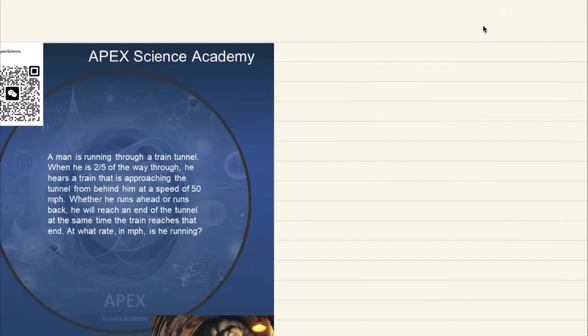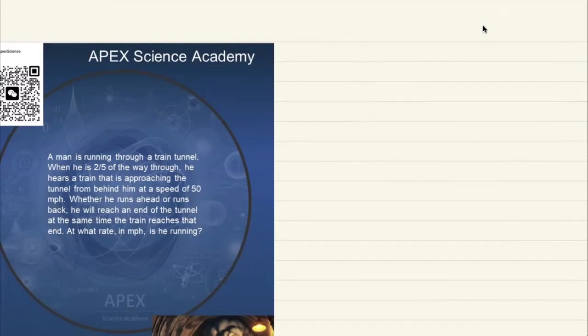A man is running through a train tunnel. When he's 2/5 of the way through, he hears a train that's approaching the tunnel from behind him at a speed of 50 miles per hour. Whether he runs ahead or back, he will reach that end of the tunnel at the same time the train reaches that end. At what rate in miles per hour is he running?